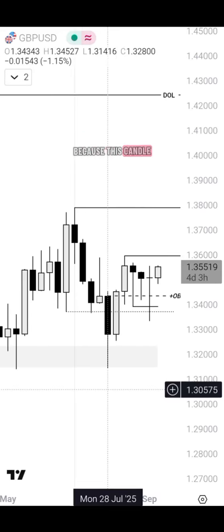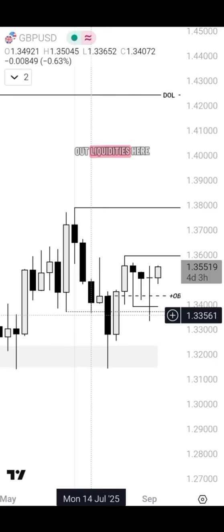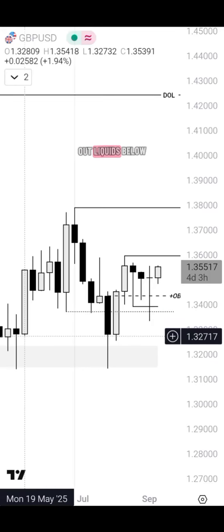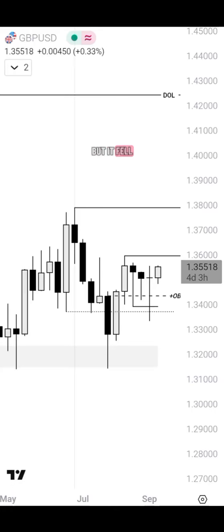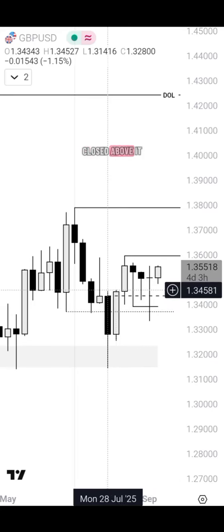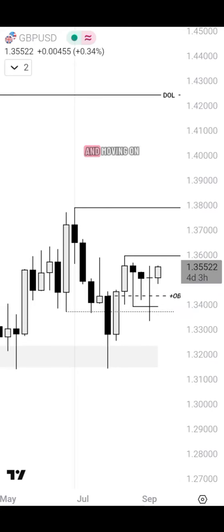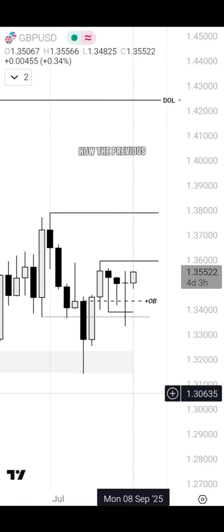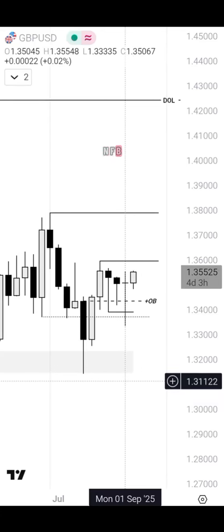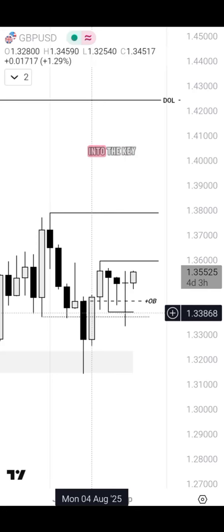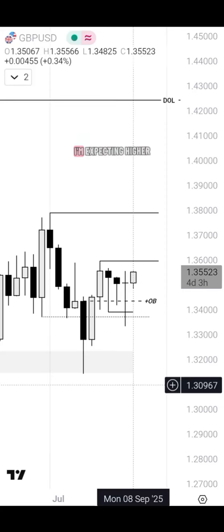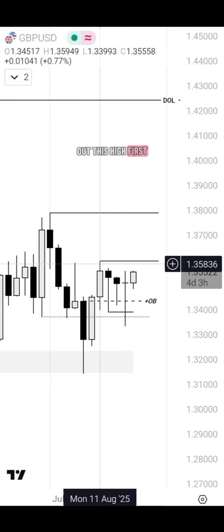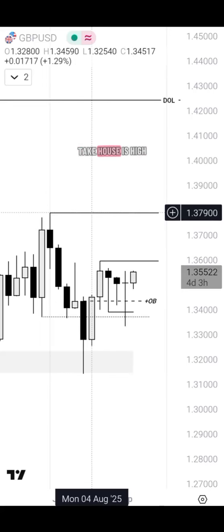Why? Because this candle took out liquidities here, and it took out liquidities below this candle, and it was supposed to take out this liquidity as well, but it fell, and the next week closed above it, making it a bullish order block. And moving on, you can see how the previous week before this week, which was NFP, took out liquidity into the key level, which is the order block, dipped into the order block, and rejected. So this particular week being CPI week, I'm expecting higher prices to take out this high first, then come and take out this high.